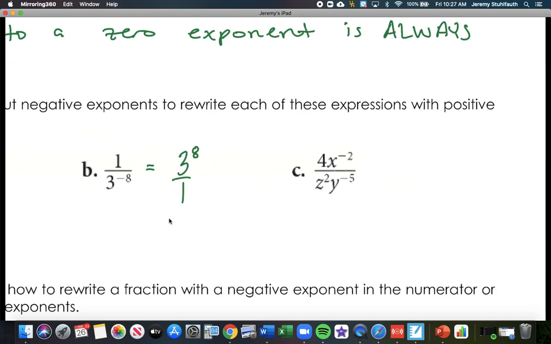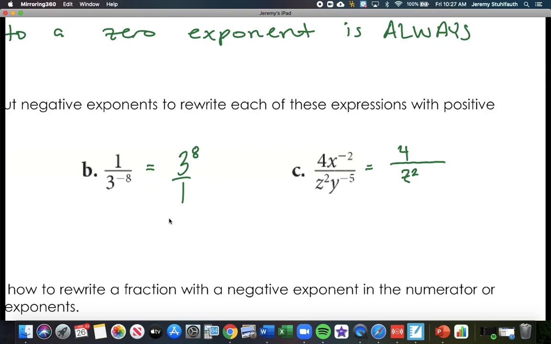Now, if you look at this last one, you have 4 times x to the negative 2nd power divided by z squared times y to the negative 5th power. So what we do here is we look at what we have. The 4 has a positive exponent, so it stays where it is. The z squared has a positive exponent, so it stays where it is. The x to the negative 2nd power has a negative exponent.